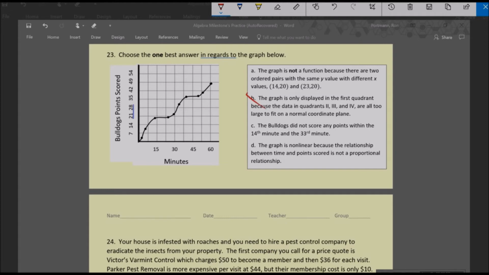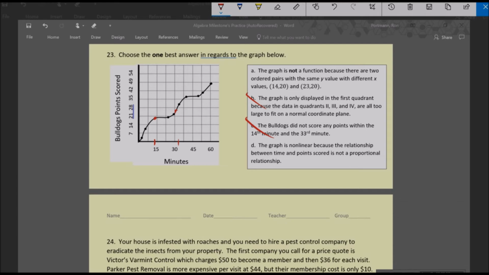C, the Bulldogs did not score any points within the 14th minute. So come down here to minutes, and we're going from right here. That's about 14, until the 33rd minute, which is right about here. So from here to here, looks like they scored some points to me. This says they didn't. C's gone.